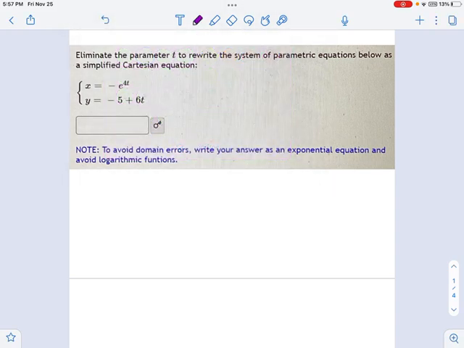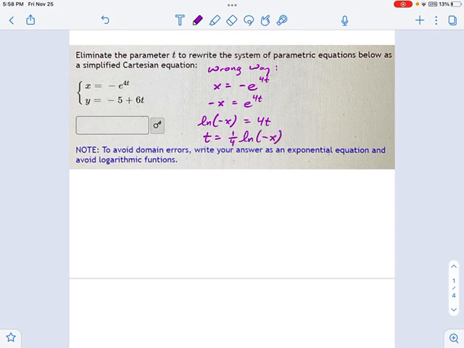Let's just take a look at this. If you were to work with this equation, I'm going to show you the wrong way first. So let's focus on this. If I were to say, okay, x equals negative e to the 4t, let's isolate t in this equation. I would go, okay, fine. First, we isolate the exponential. And then I take the natural log of both sides. So the natural log of negative x equals 4t. And that means t equals 1/4 times the natural log of negative x.